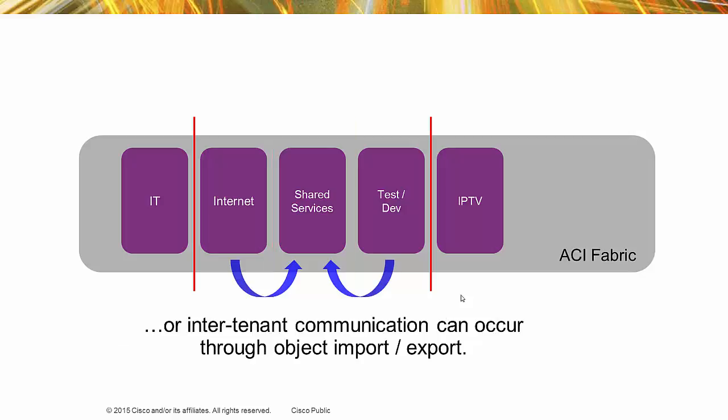Just like two EPGs need a contract and filter to communicate, the same thing applies here, because ACI by default is a whitelist, we don't allow any kind of communication. If we want communication between two tenants, we can do that. We call it inter-tenant communication, and we can do it in multiple ways. As one example, we can import and export certain objects from one tenant. Let's say we can export certain objects from the internet tenant, and import them into the shared services tenant, or vice versa.